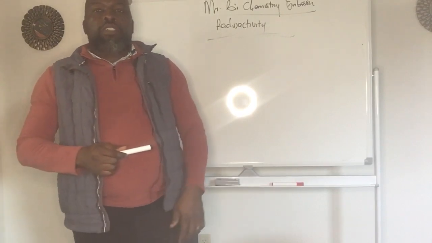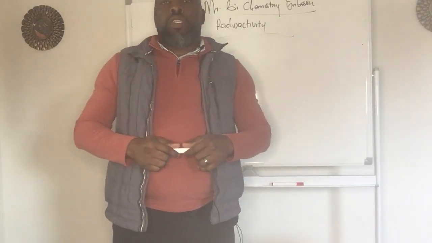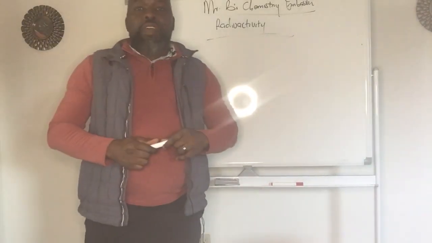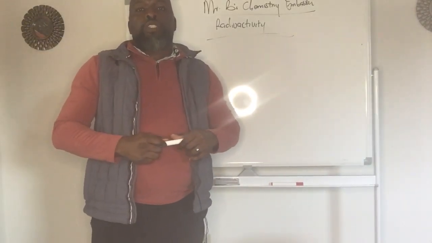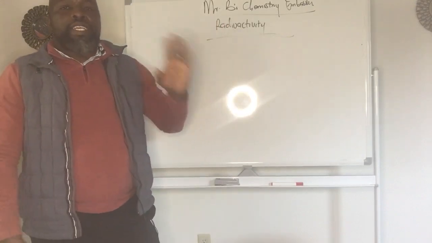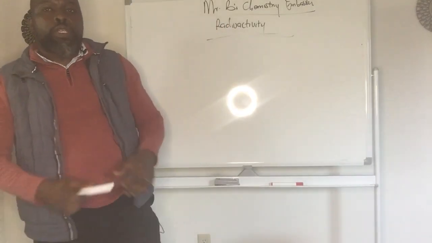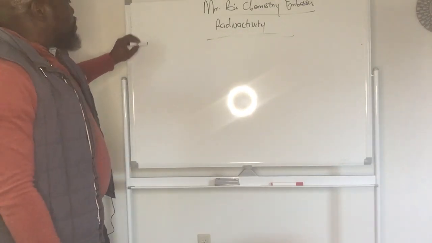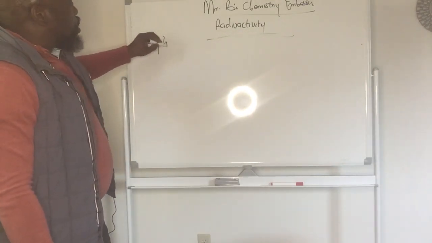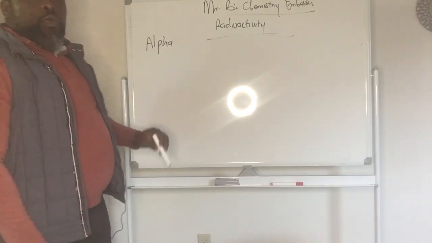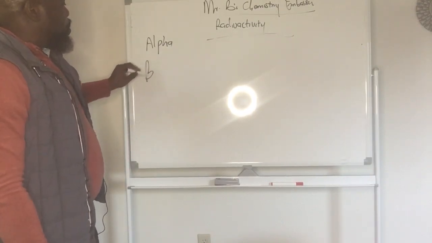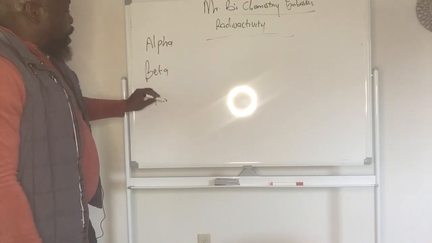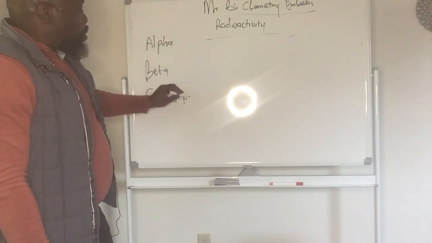So what are we going to be discussing today? We will be discussing radioactivity. And when we say radioactivity, we'll be discussing three particles that are very important in chemistry. One of the first particles we'll be discussing today is called the alpha particle. Then the other one is called the beta particle. And the last one is called the gamma particle.